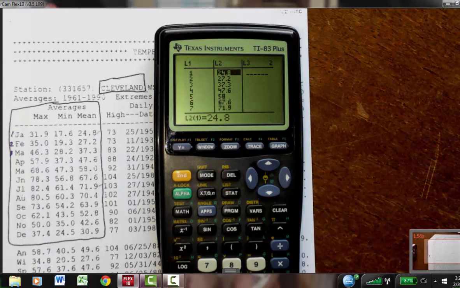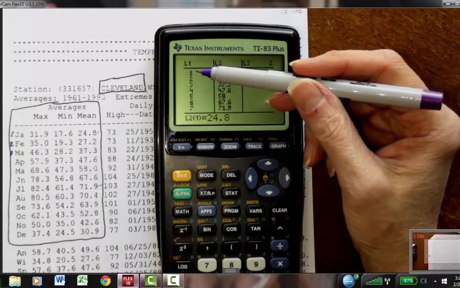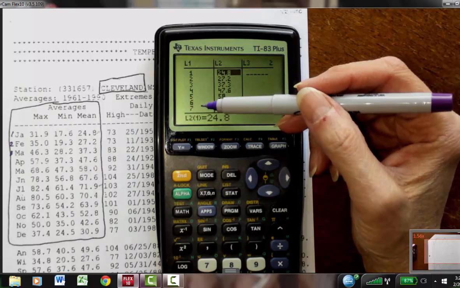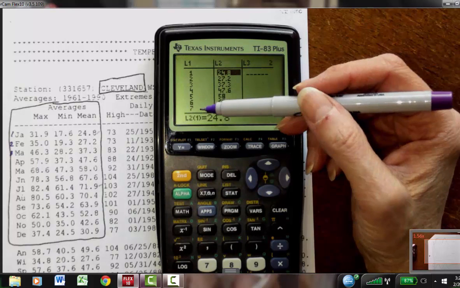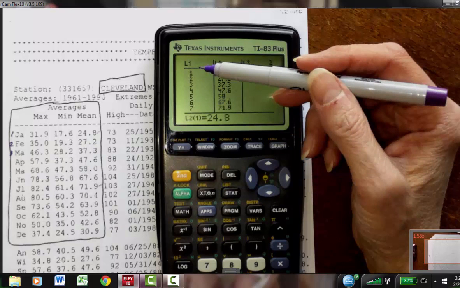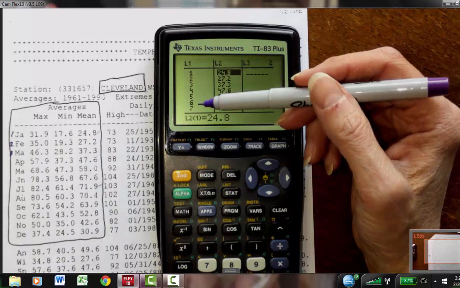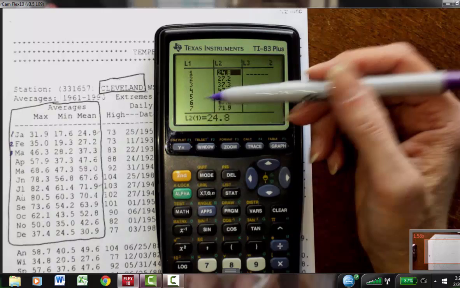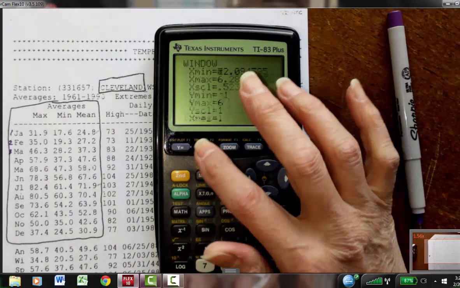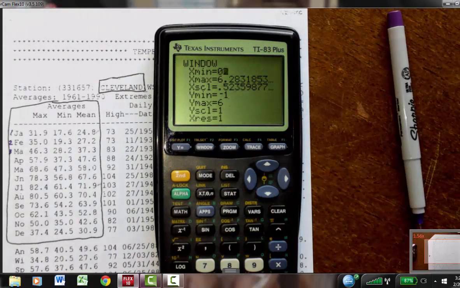Okay, now that I have all the values in my calculator, the next thing I'm going to do is go to my window and set a proper window. Remember, your X values are your months, and they go from 1 to 24. So in the X direction, I'm going to have a minimum X value of 0, and a maximum X value of 25. So under my window, my minimum X value is going to be 0, my maximum is going to be 25, and that's okay if I have it on a scale of 1.